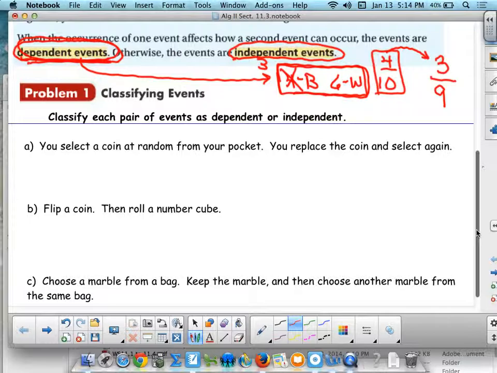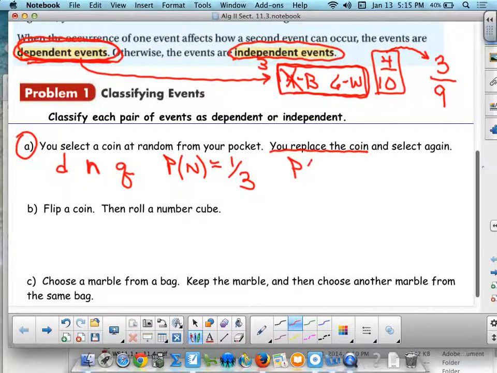This one says classify each pair of events as dependent or independent. Part A. You select a coin at random from your pocket. I'll draw a dime, a nickel, a quarter. At random from your pocket. If I asked, what's the probability you pick a nickel, you would probably say 1 nickel out of 3 chances, 1/3. But you replace the coin. So once you replace the coin and select again, what's the probability you pick a nickel? Since you replaced the coin, it didn't change. And because it didn't change, we're going to call this one independent.